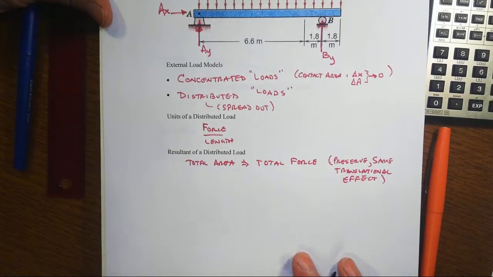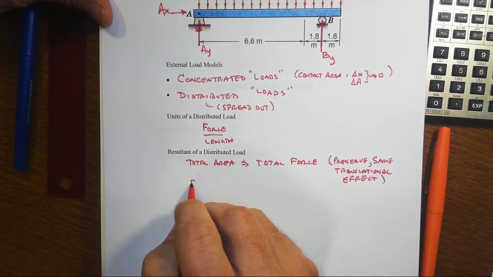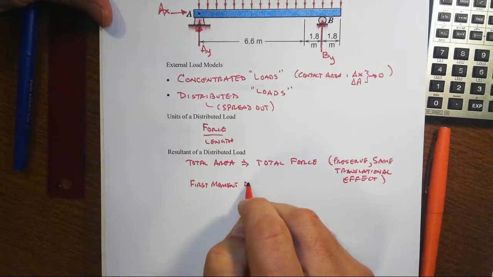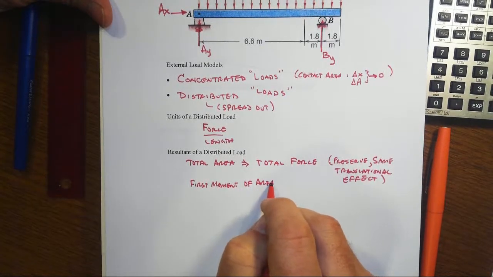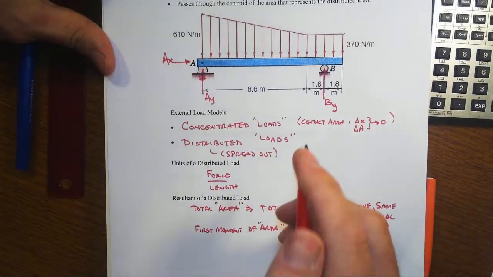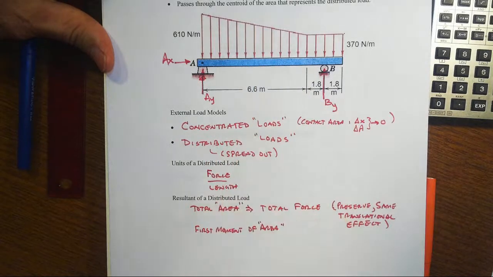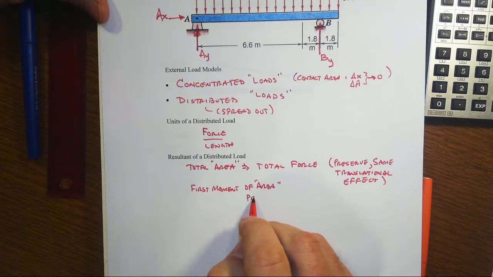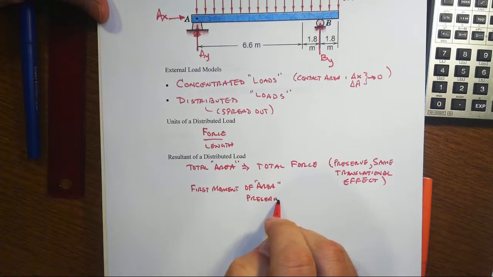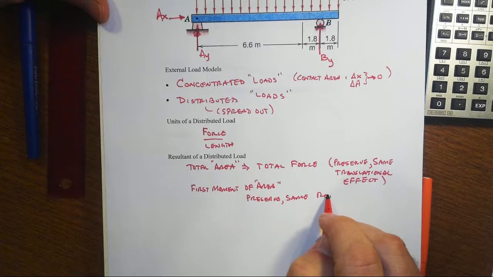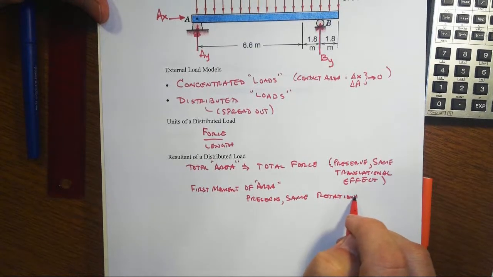But we have to also have the first moment of the area. Again, this area is just not a real area. It is just the area of the representation of the forces. That first moment of the area is going to preserve or have the same rotational effect.